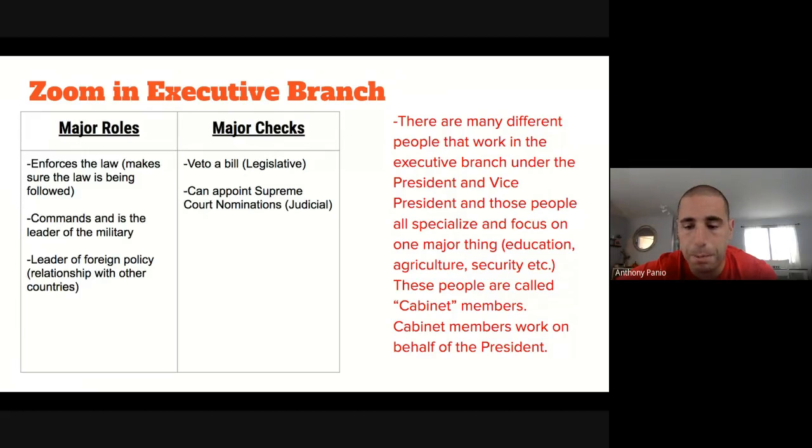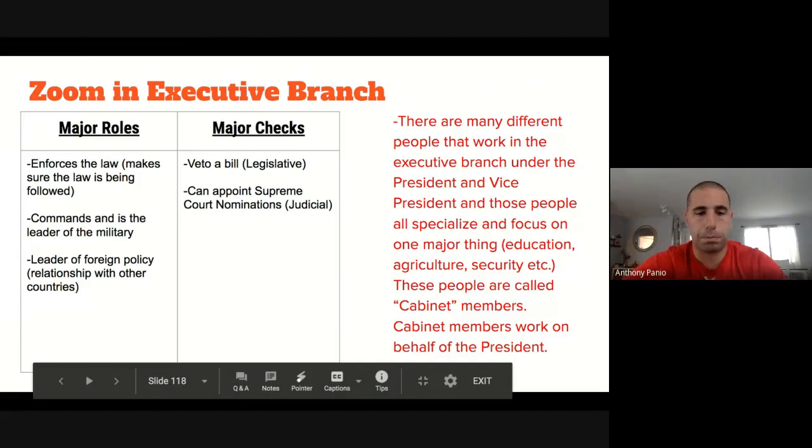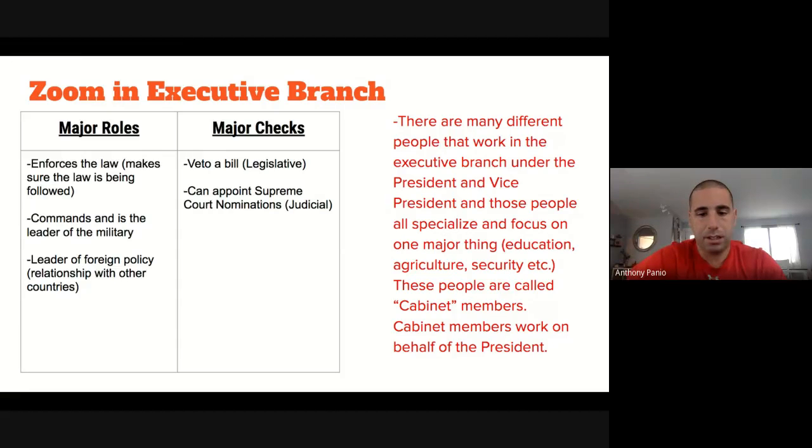I don't know if I mentioned this with the judicial branch. I'm sorry. I'll just put this in the chat if you want to add this: the Supreme Court has 9 Supreme Court judges. What they're really called is justices.